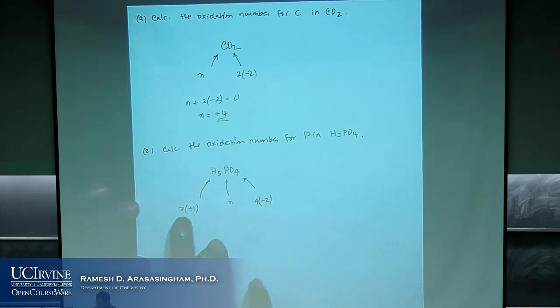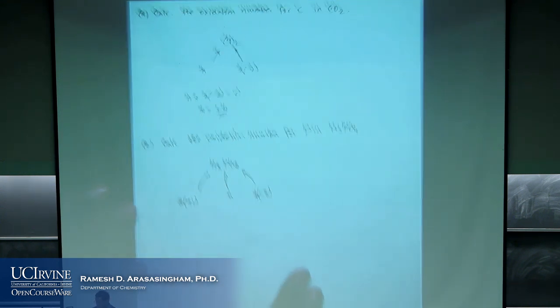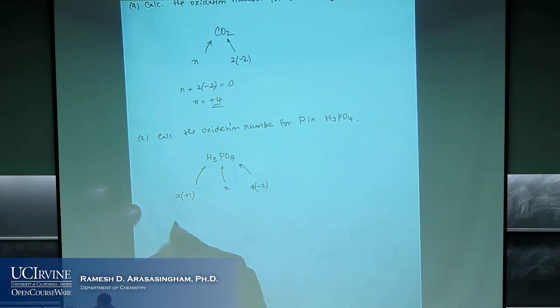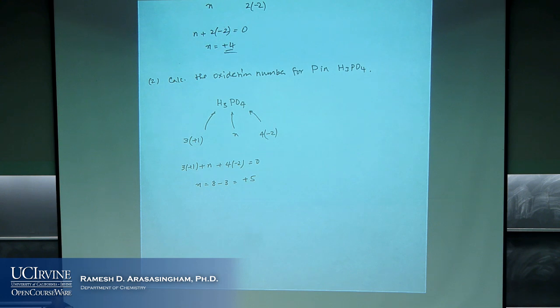This will be +1. There are 4 oxygens, and each oxygen we know from the rules will have -2. So that means the sum of all of this should equal the overall charge. So we know that 3 times +1 plus N plus 4 times -2 should equal 0. Therefore, N should equal 8 minus 3, which is +5. All right, so the oxidation number for phosphorus in that compound is +5. Now, after a while, I need you to be able to do this kind of mentally in your head and quickly calculate these. But for now, we'll go through the details.